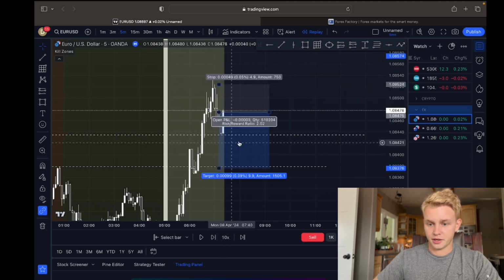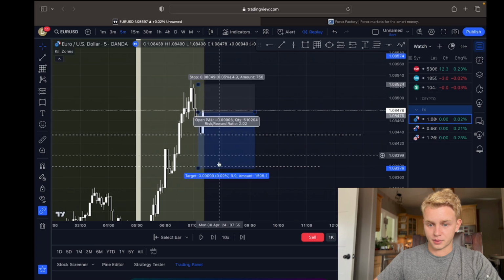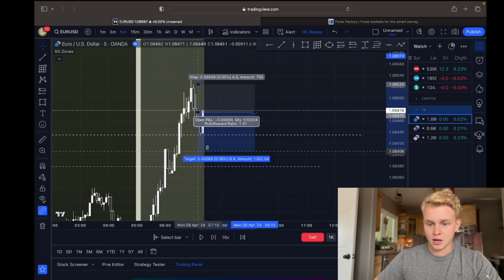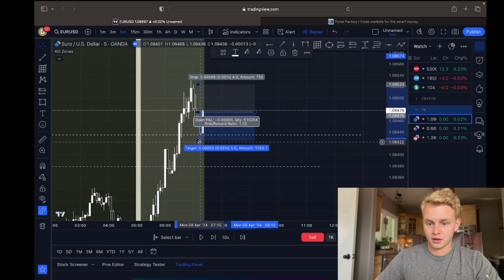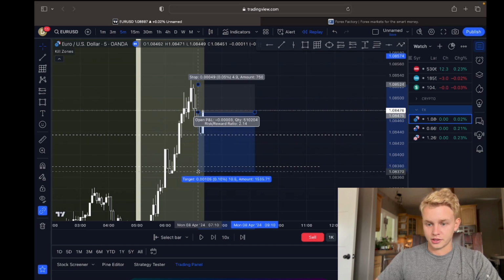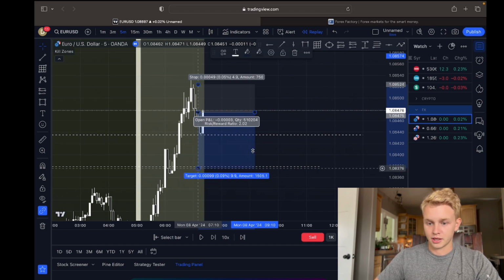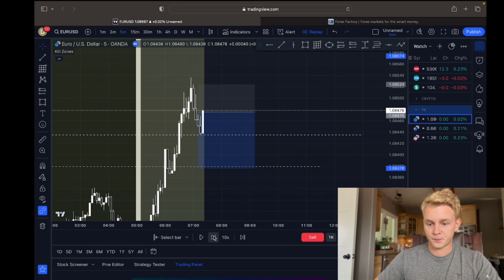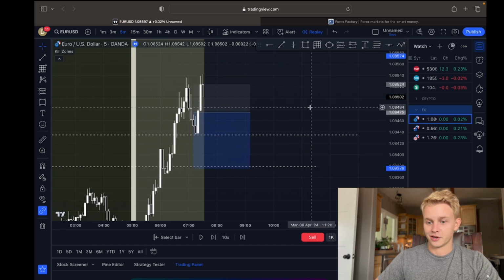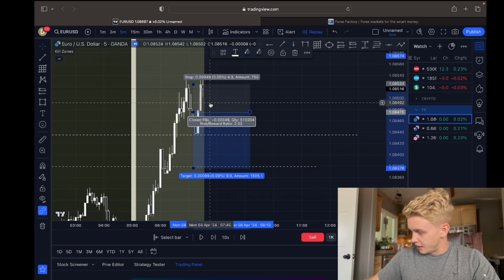So we got tapped in. I'll probably take off risk at this fair value gap here, just to play it safe, I'll cancel risk out at that fair value gap. And we instantly get stopped out. Awesome. That will be the 8th, and that will be a -1.